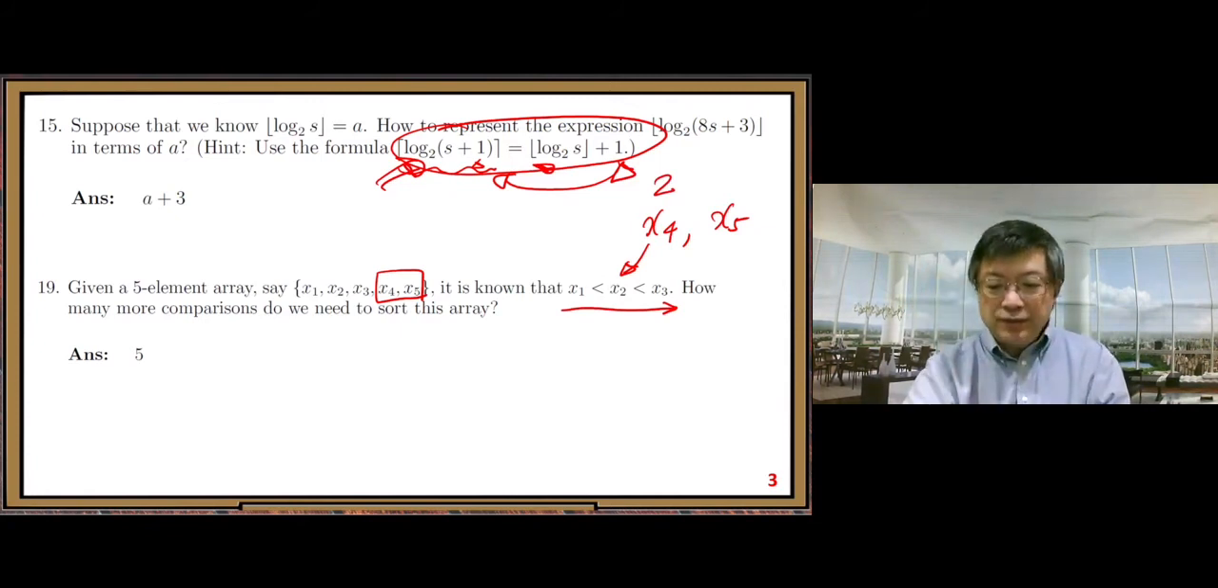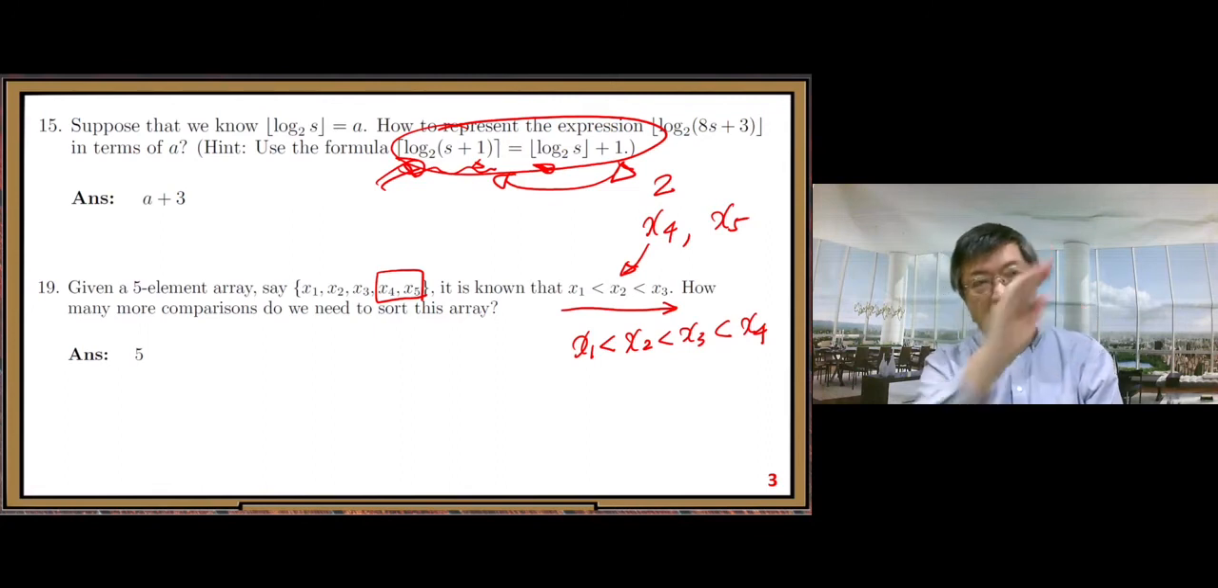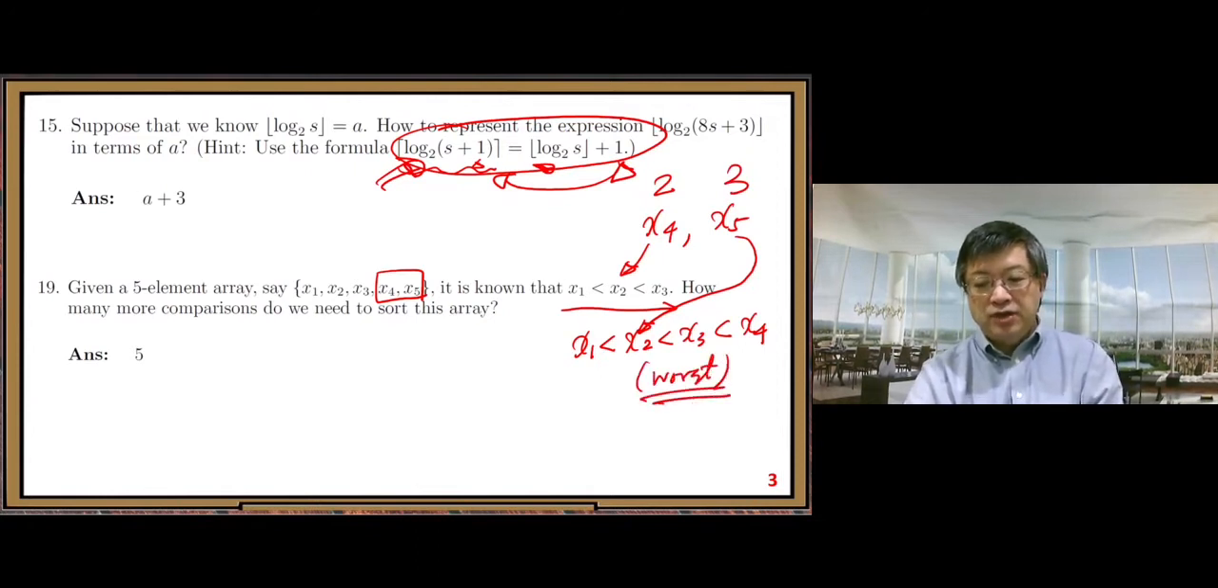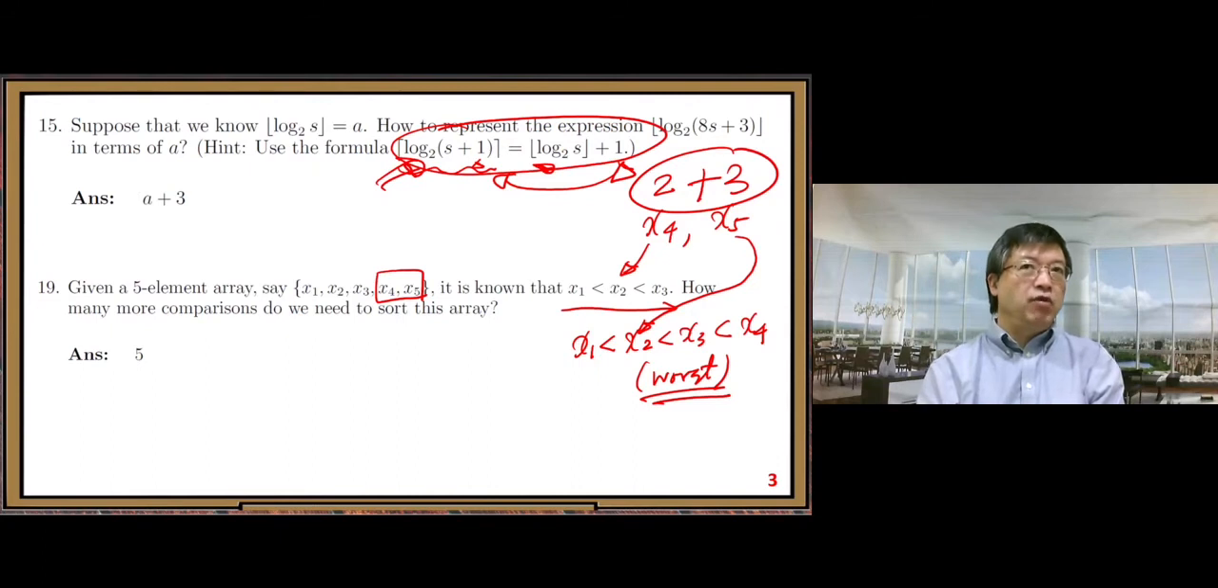But after that, you get an ordered array. The x4 can be anywhere, but here it's not important because you have an ordered array with 4 elements. Now you insert x5. This time, in the worst case, you need 3. The worst case, not the best case. Best case 2. The worst case, 3 comparisons. 2 plus 3, 5. So that's how we get the solution.